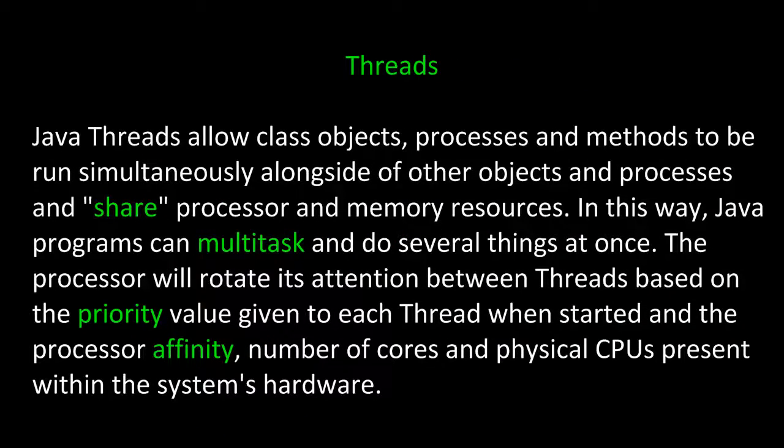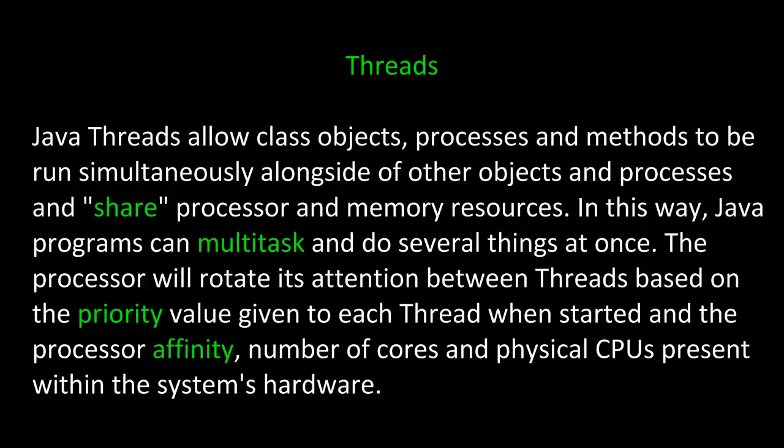In this video, we're going to examine threads. Java threads allow class objects, processes, and methods to be run simultaneously alongside other objects and processes and share processor and memory resources. In this way, Java programs can multitask and do several things at once.